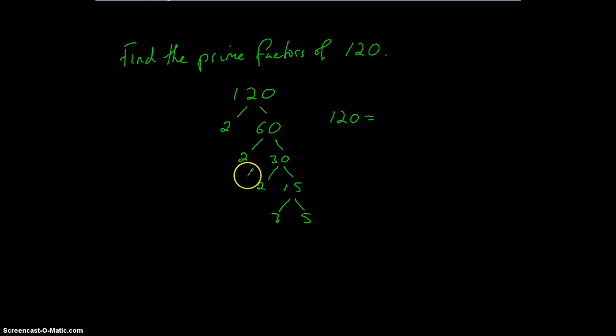120 can now be written as 2 times 2 times 2 times 3 times 5, which again could nicely be written as, that's 2 cubed, isn't it? 2 cubed times 3 times 5.